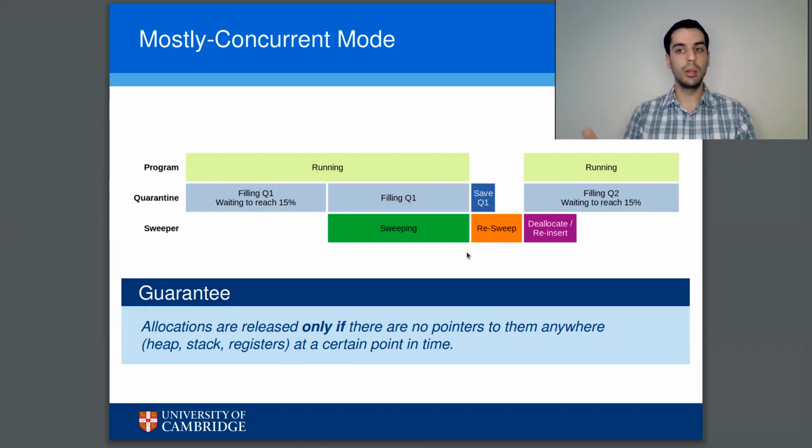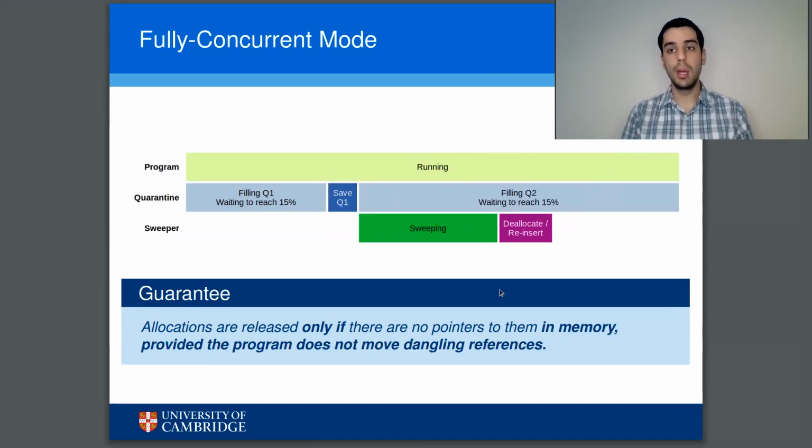At this point, we stop the world and re-examine only those pages that have been written to. We also save the quarantine so that once this re-sweep is done, we can restart running the program with a fresh quarantine. Deallocation can happen in the background on the old quarantine, and anything that we didn't deallocate will be re-added onto the new quarantine. This provides the exact same guarantees as the sequential version, except we moved the point of time where we check logically to this re-sweep.